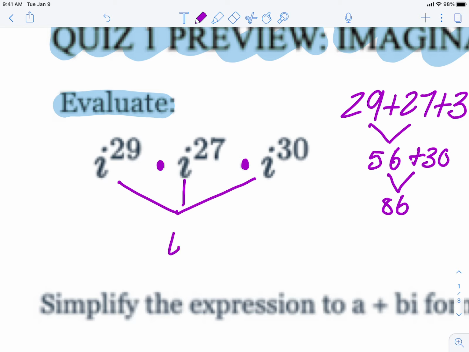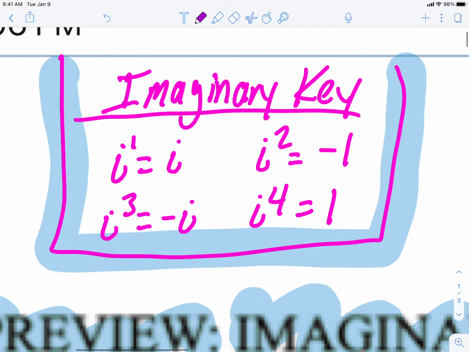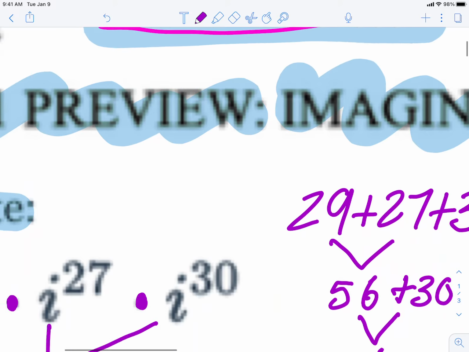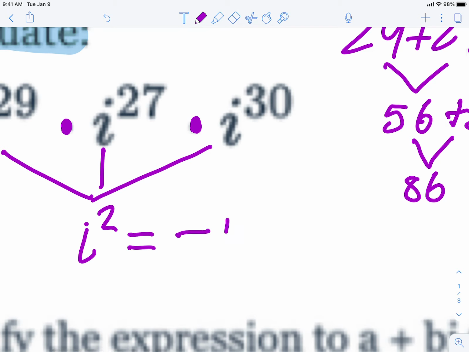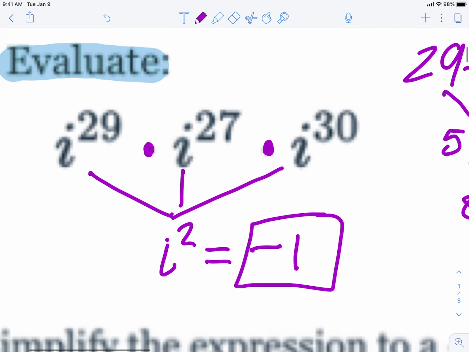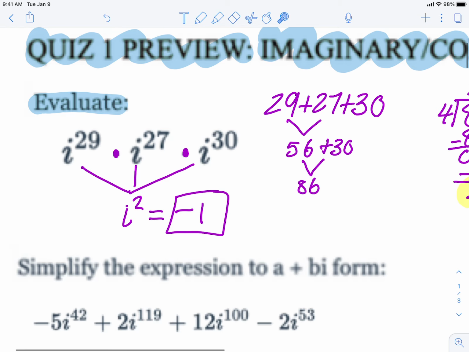And how much is i squared? Well, this is when I look up here at the imaginary key and I see that i squared is -1. So this is -1. And that is my evaluation. So I evaluated i to the 29th times i to the 27th times i to the 30th, and it evaluated to -1. Perfect. You guys got this, right?